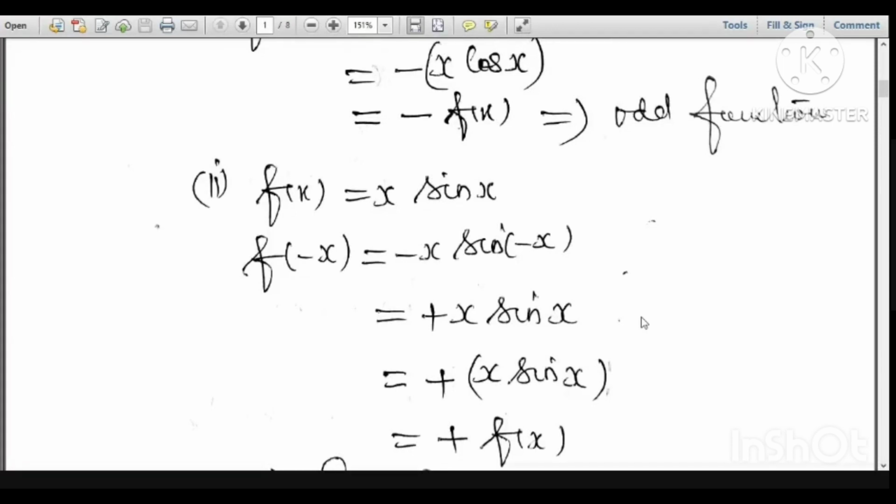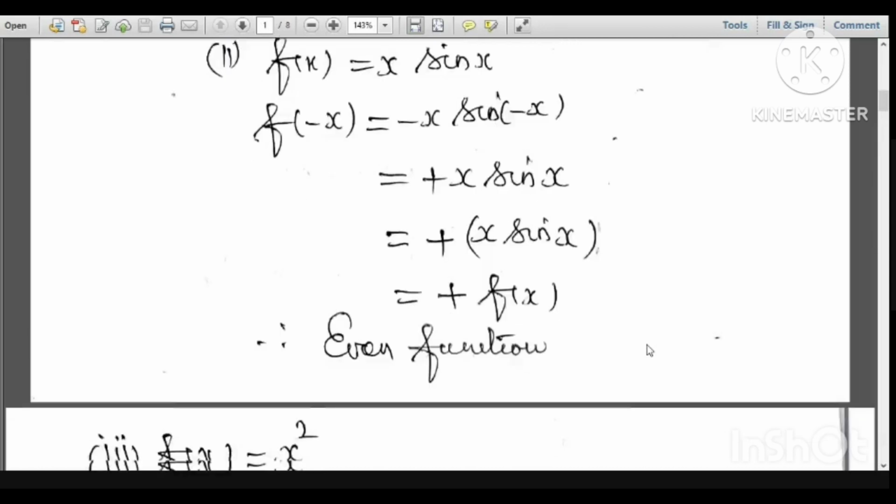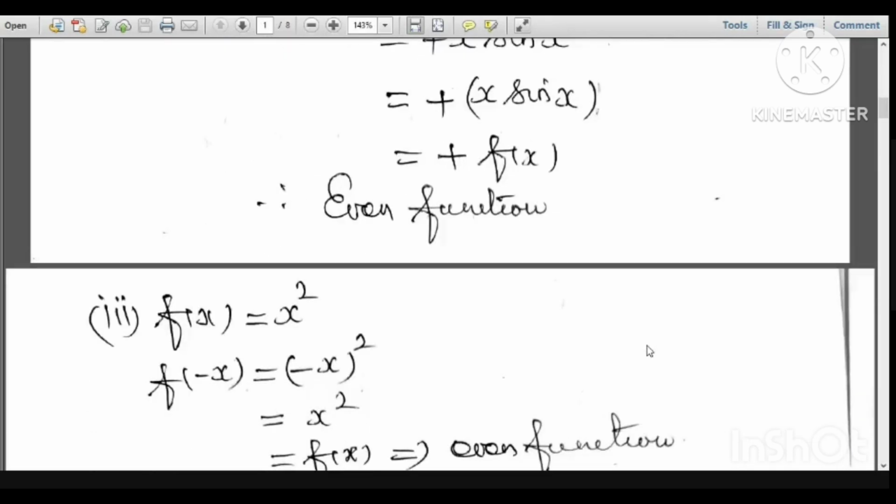So minus x sine of minus x can be written as minus sine x. So minus minus, if you multiply, it will be plus. So x sine x. What is x sine x? It is given in the problem, f of x is equal to x sine x. So x sine x can be written as f of x. So f of minus x is equal to plus f of x. Therefore it is an even function.